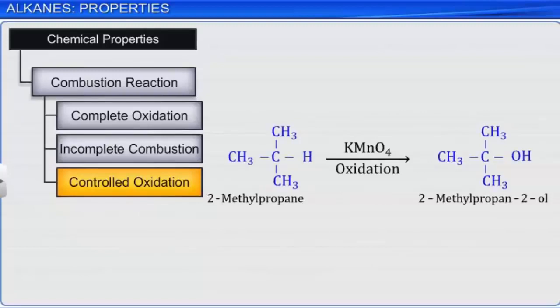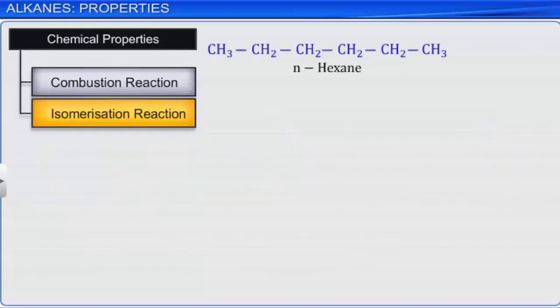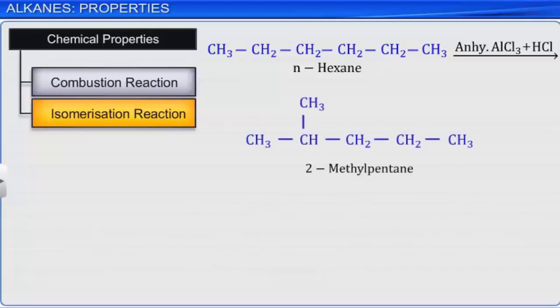When a normal alkane like n-hexane is heated in the presence of anhydrous aluminium chloride and hydrogen chloride gas, it isomerizes to a branched chain alkane like 2-methylpentane and 3-methylpentane.